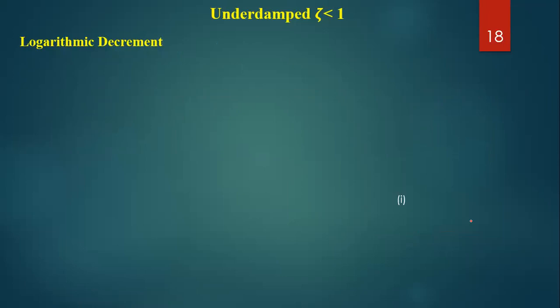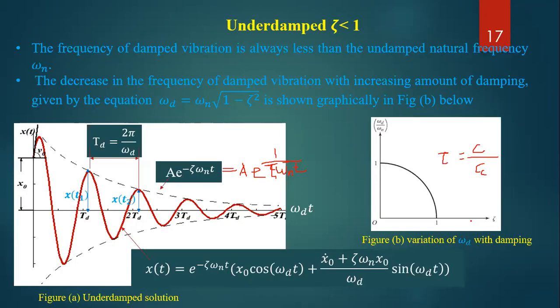Now, another important concept here in the analysis of the underdamped case is knowing the amplitude decrement from every successive period. For example, T_d, 2T_d, 3T_d, where T_d means the time period for damped vibration. So what will be this decrement? For example, from here to here, what will be the decrement?